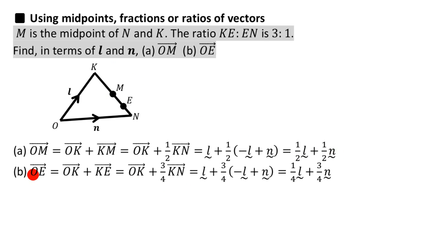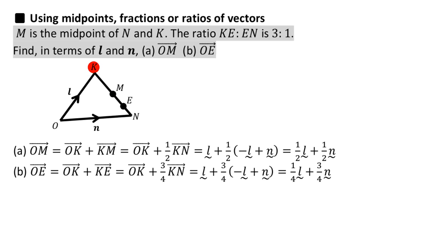Next bit, O to E. So instead of O to M, O to E. It's almost the same thing really. Where is E on this line anyway? It says the ratio KE to EN is 3 to 1. So this K to N line is split in the ratio 3 to 1.